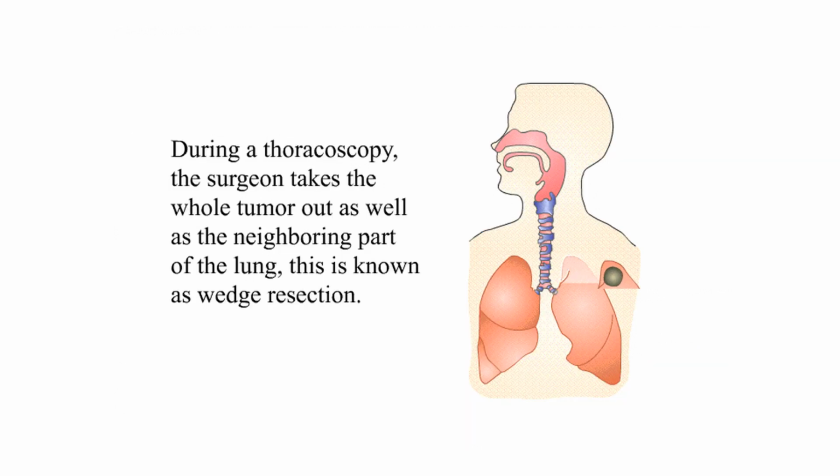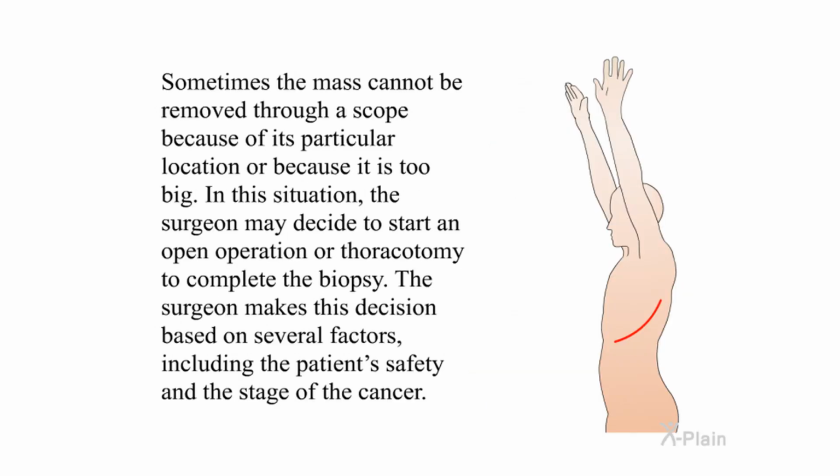During a thoracoscopy, the surgeon takes the whole tumor out as well as the neighboring part of the lung. This is known as wedge resection. Sometimes the mass cannot be removed through a scope because of its particular location or because it is too big. In this situation, the surgeon may decide to start an open operation or thoracotomy to complete the biopsy. The surgeon makes this decision based on several factors, including the patient's safety and the stage of the cancer.